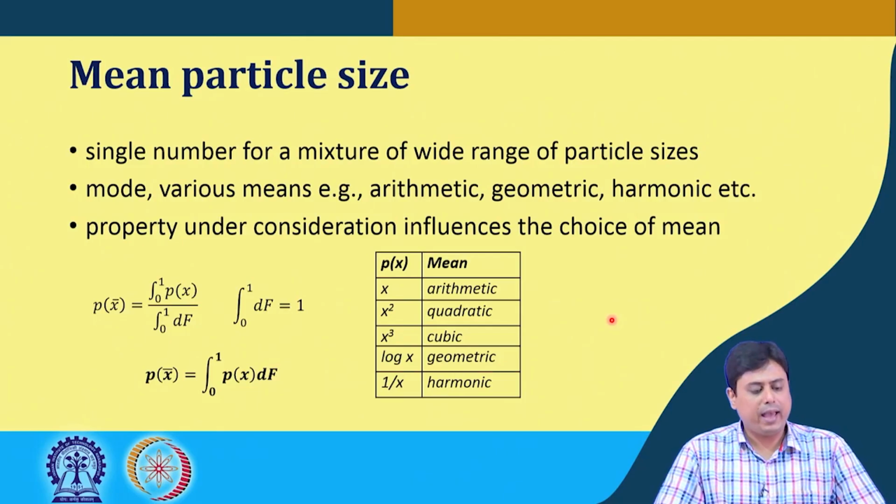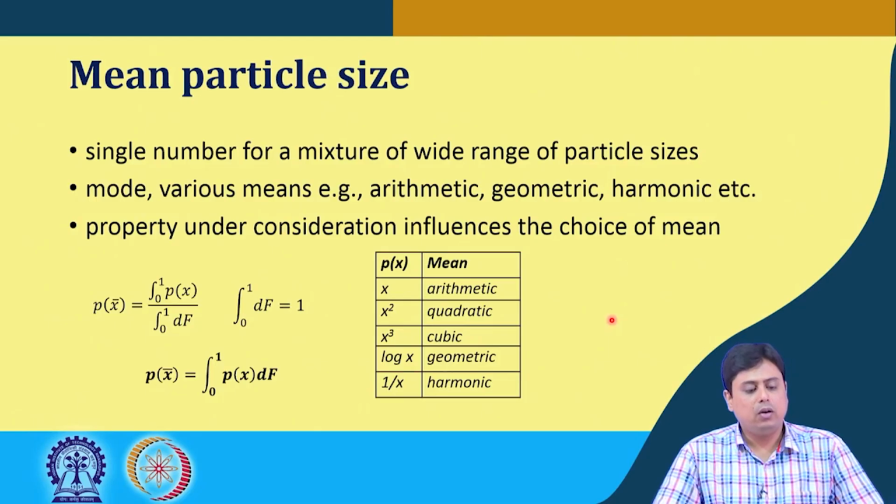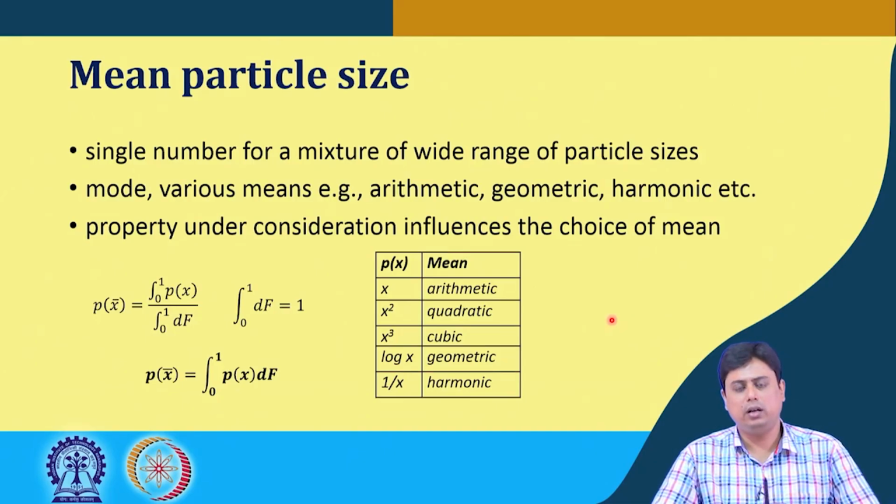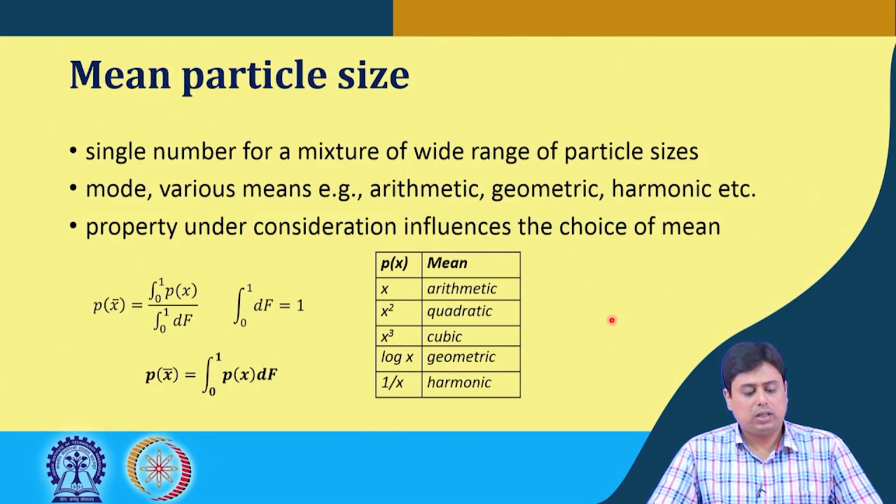So, we have the size distribution curve. Now, as I said, we have to have a mean, or a single number, like we have seen in the previous two slides, one by median and the other by mode. We got one single number to represent that sample. Those are not the only practice, there can be several ways to find a single number to represent the mixture that consists of a wide range of particle sizes. For example, mode and various means.